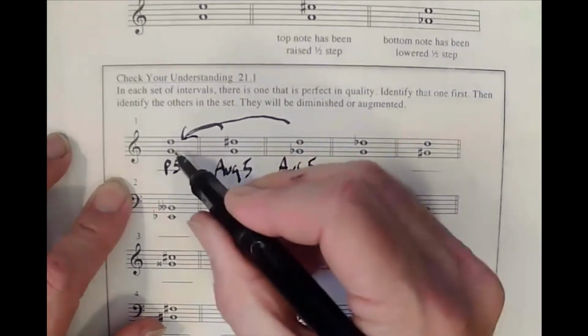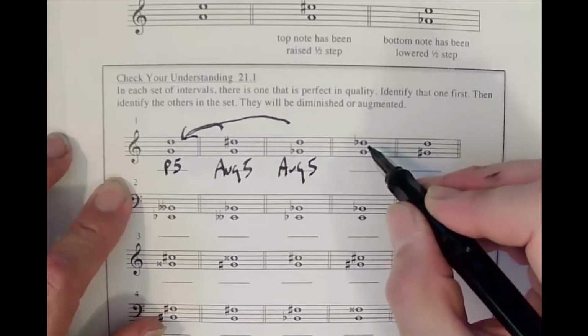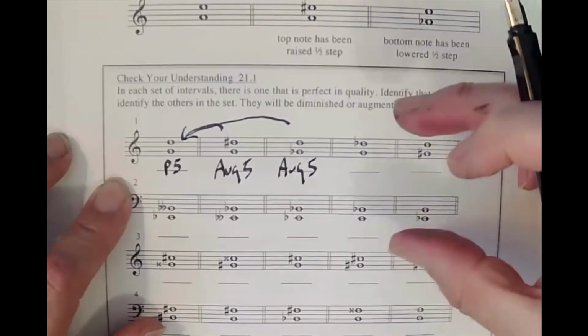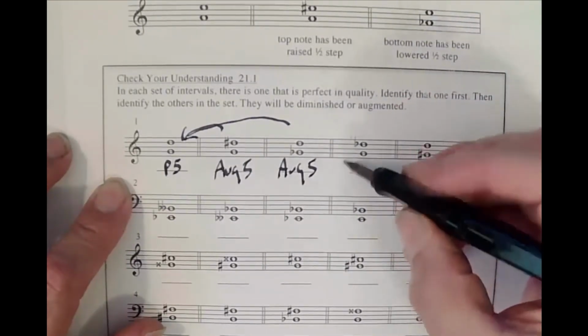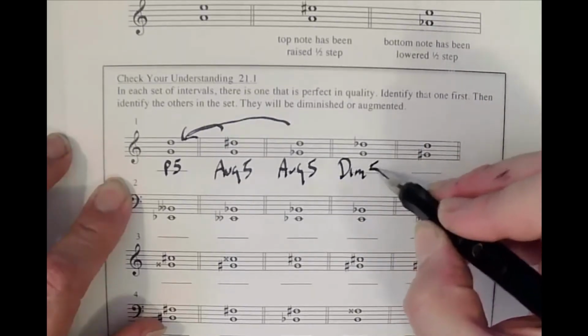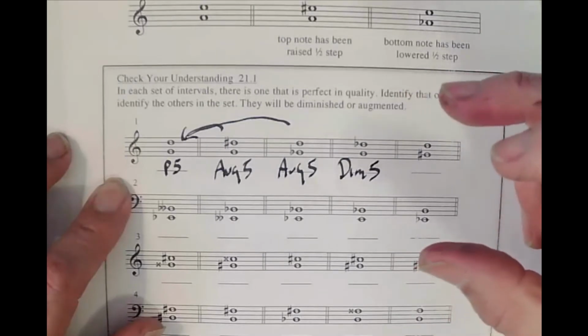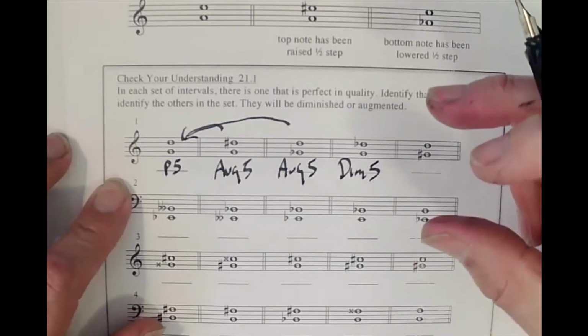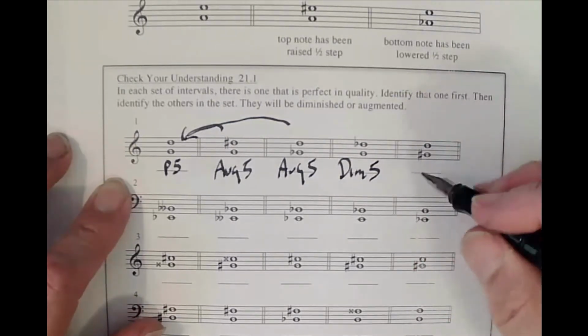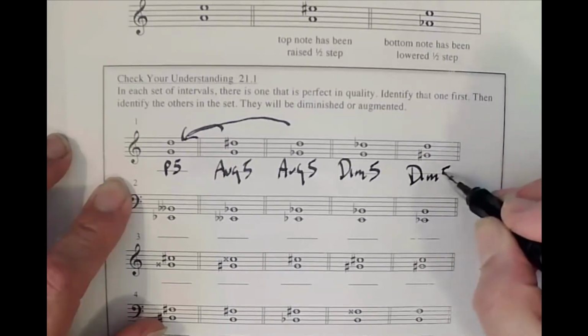Looking at this one and comparing to here, we can see that the ceiling has been lowered, creating a contraction. So this is a diminished fifth. And then we finally look at this where we see that the bottom note has been raised. So that causes a contraction. I call that a diminished fifth as well.